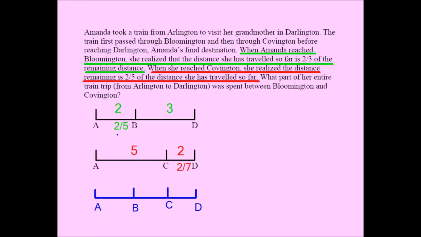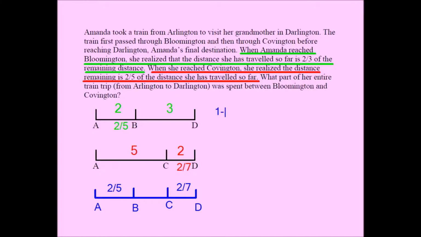Now, according to our picture, the first picture, this is 2/5 of the entire distance. I'm going to put 2/5 here. And this is 2/7 of the entire distance. I'm going to put 2/7 here. Now, all I need to do is subtract to find what part of the whole distance is BC. I need to subtract 2/5 and 2/7 from 1. This is what I'm looking for, really.